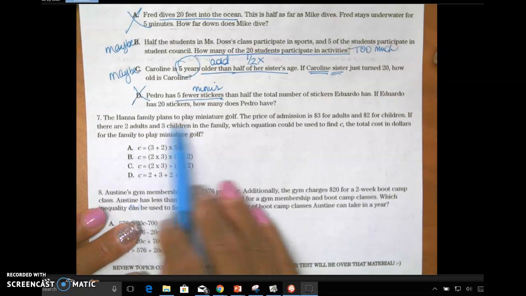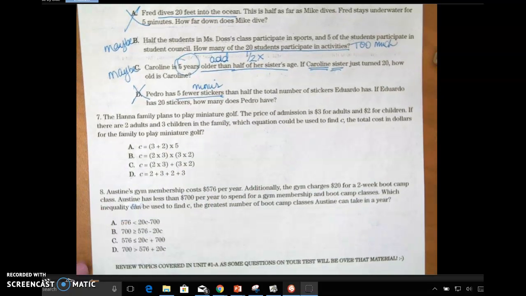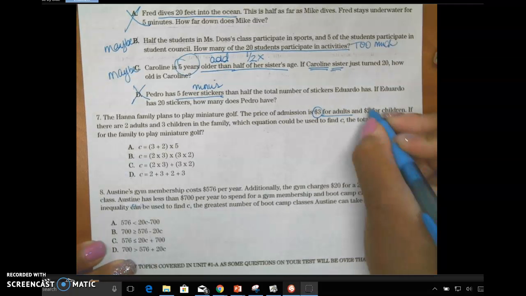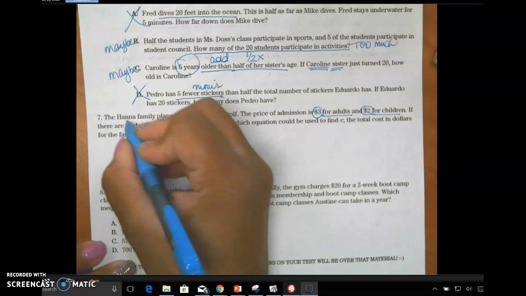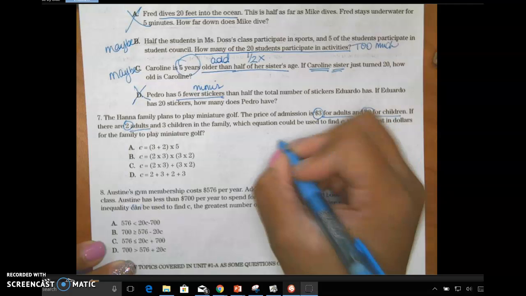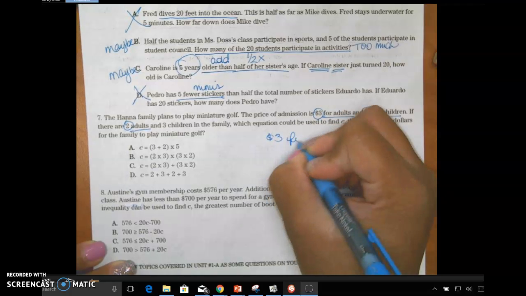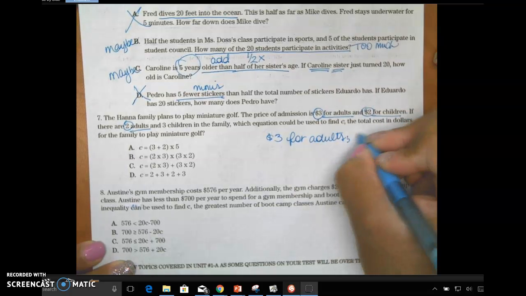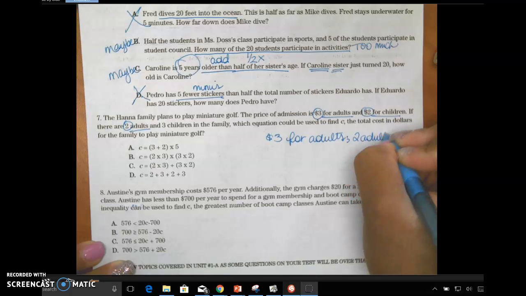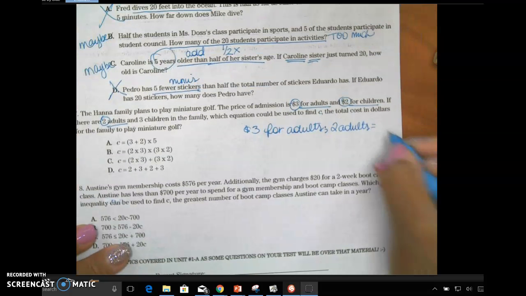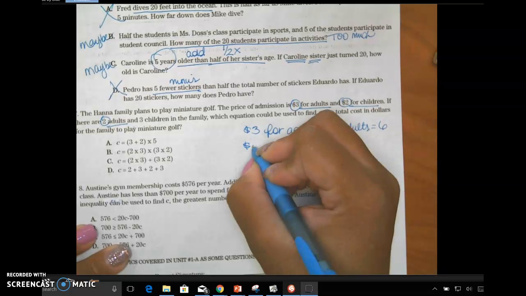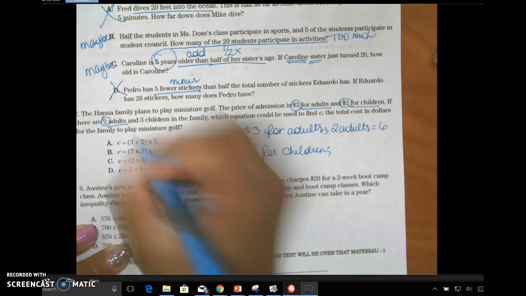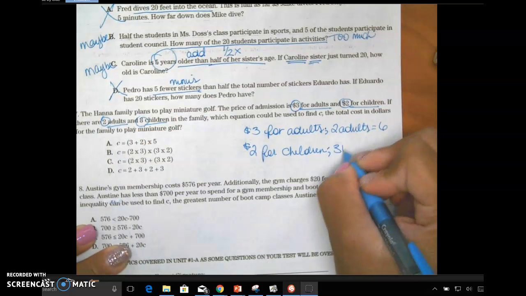7. The Hannah family plans to play miniature golf. The price of admission is $3 for adults. How much does it cost to get in for adults? $3. $2 for children. There are 2 adults, so how much is that going to cost? $6. $3 for adults, so 2 adults equals how much money? 6. $2 for children. There are 3 children in the family. So how much money is that?